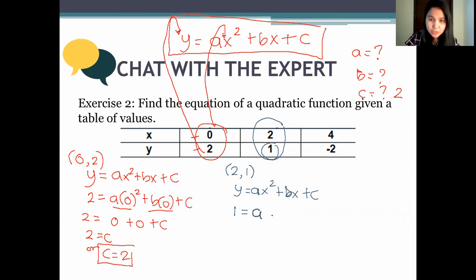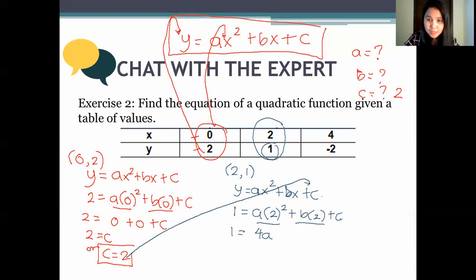Our X is 2. 2 squared plus B times 2 plus C. Next, let us simplify. Y equals, this is 4, 4A. This becomes, oh, remember, what's the value of your C? Your C is 2, so plus 2. Plus 2B plus 2. Let's transfer constant terms to the other side.